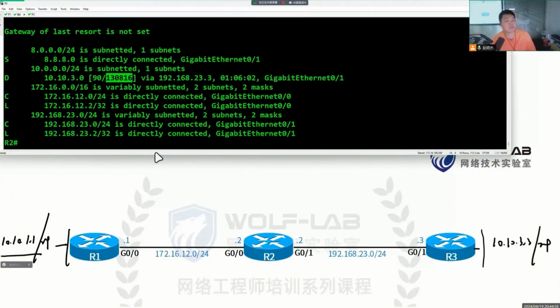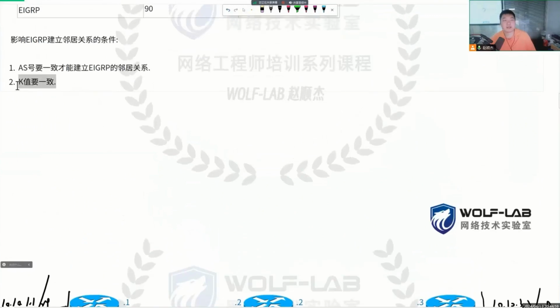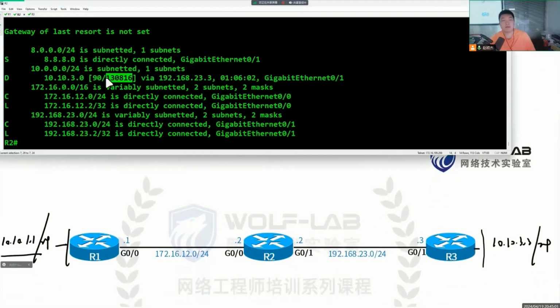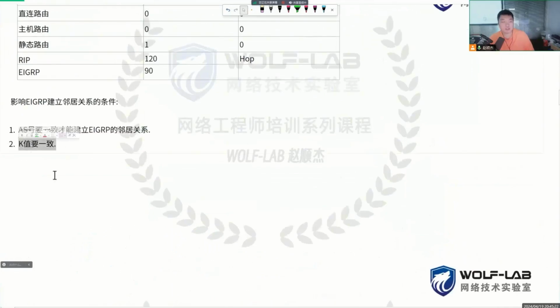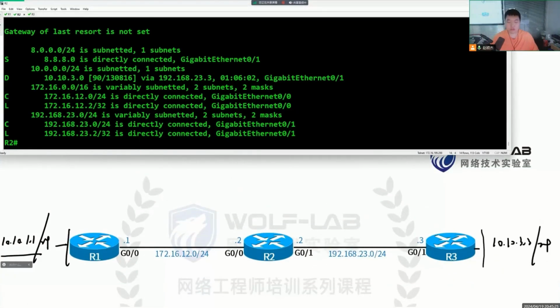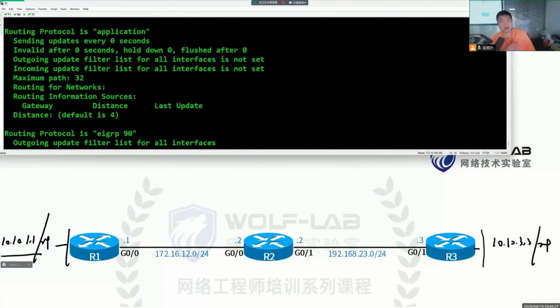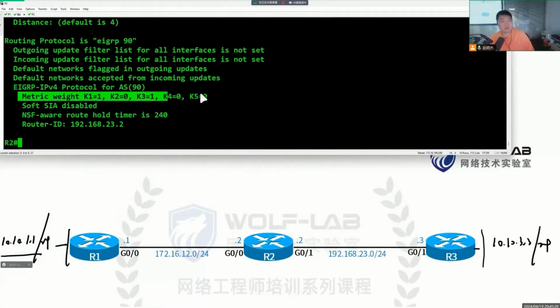So for EIGRP, how should this metric, how much money is spent, be calculated? We are talking about K values, EIGRP's metric. I want to go to this destination. You see R2, I am going to access 10.10.3.0. How much should I pay? To be able to access the other party, we choose the EIGRP dynamic routing protocol, this routing entry. Then how much to pay to access 10.10.3.3? This is our criterion for routing entries.